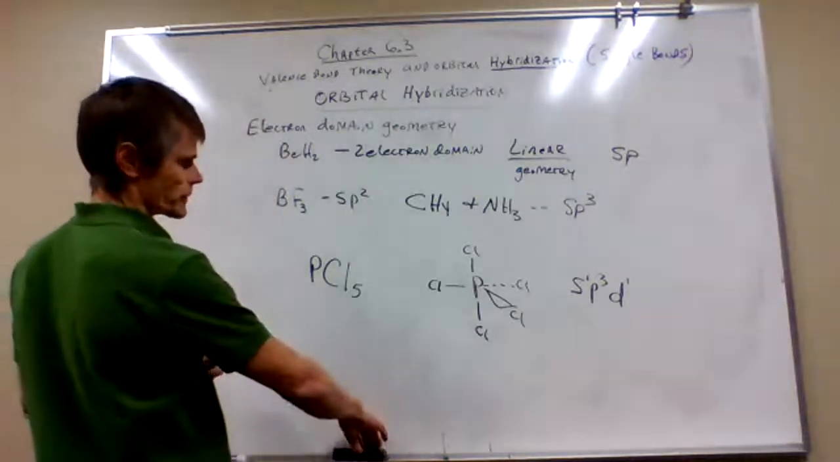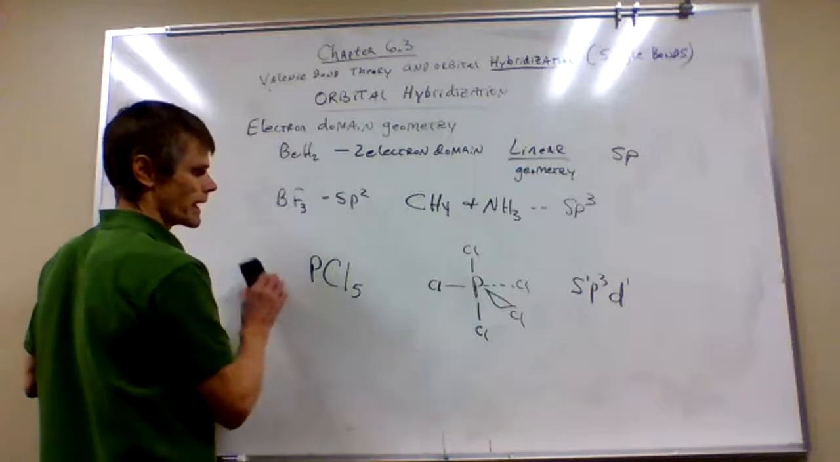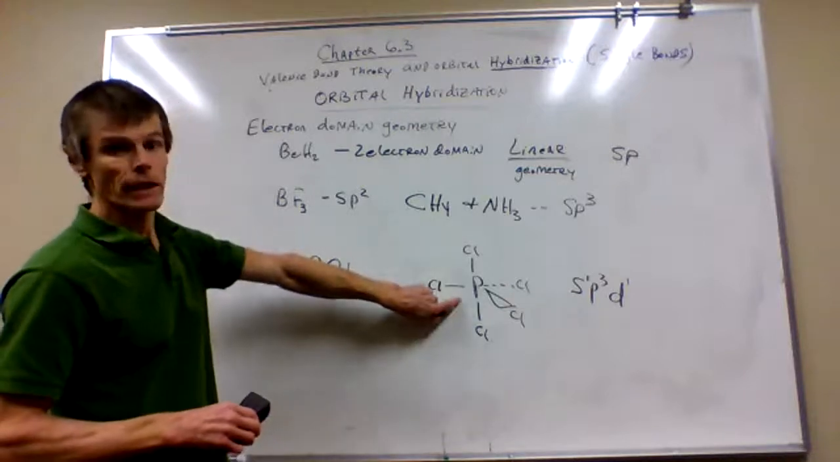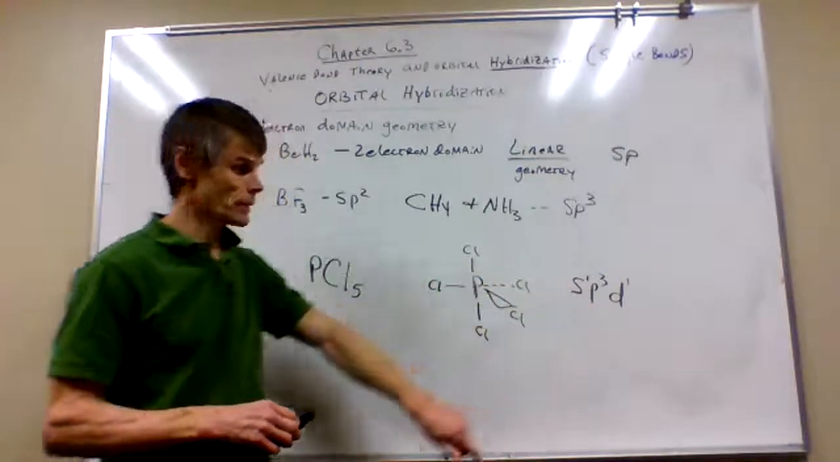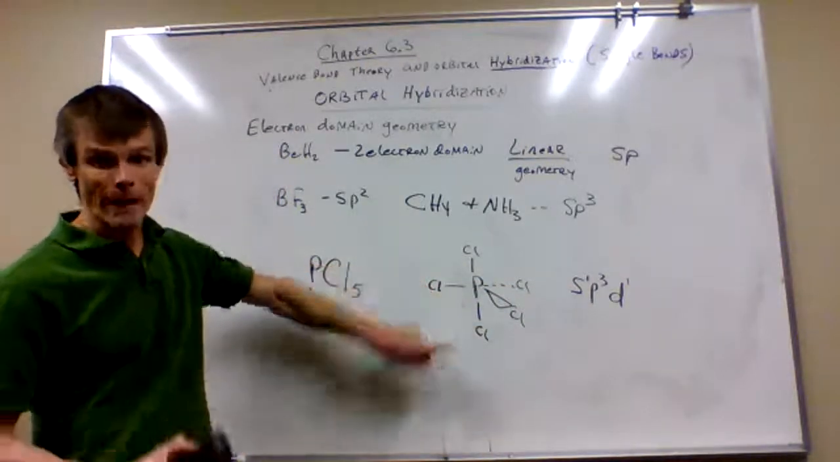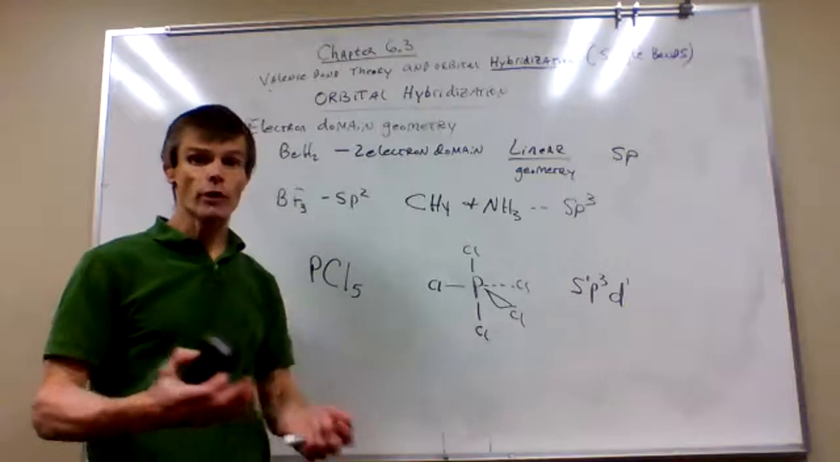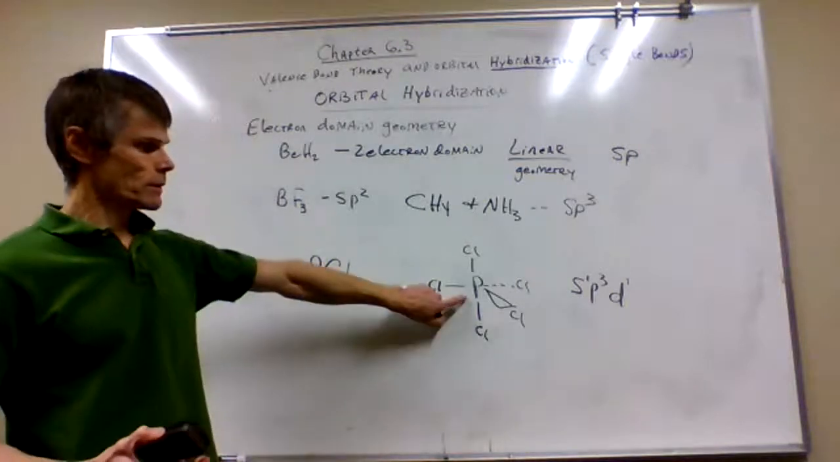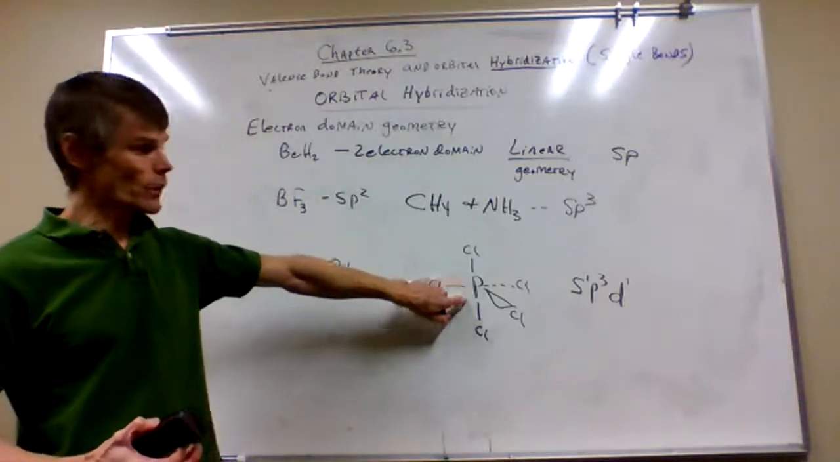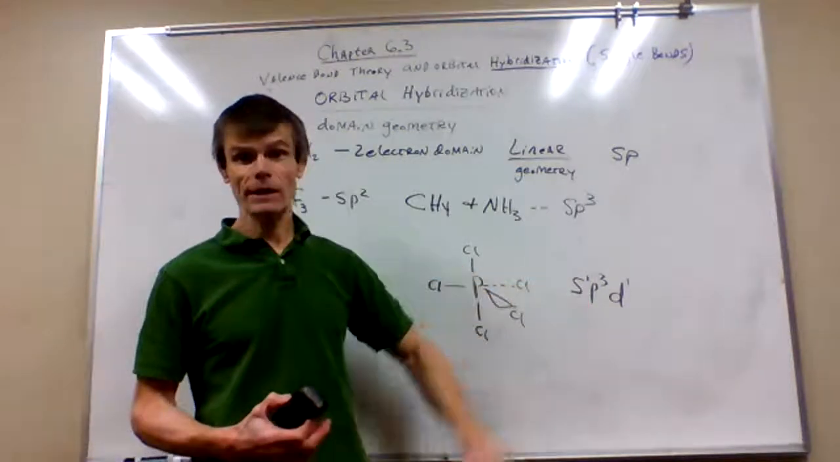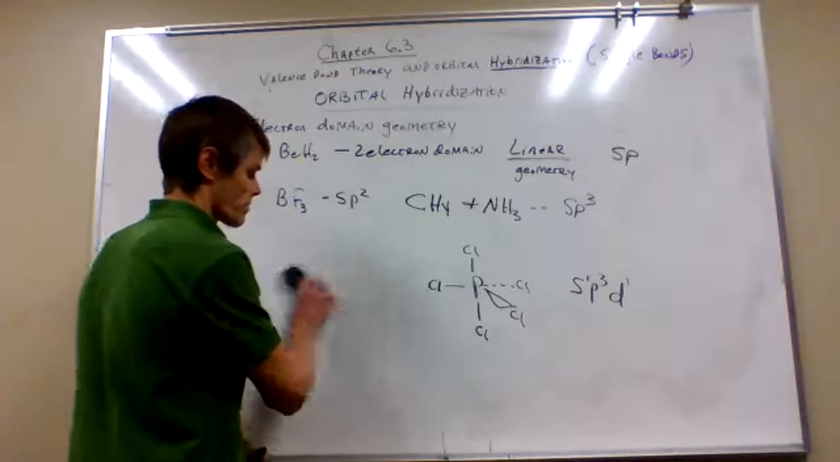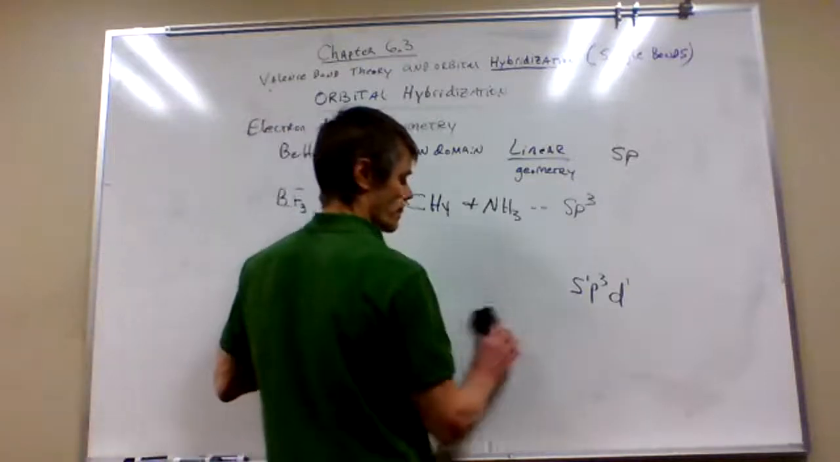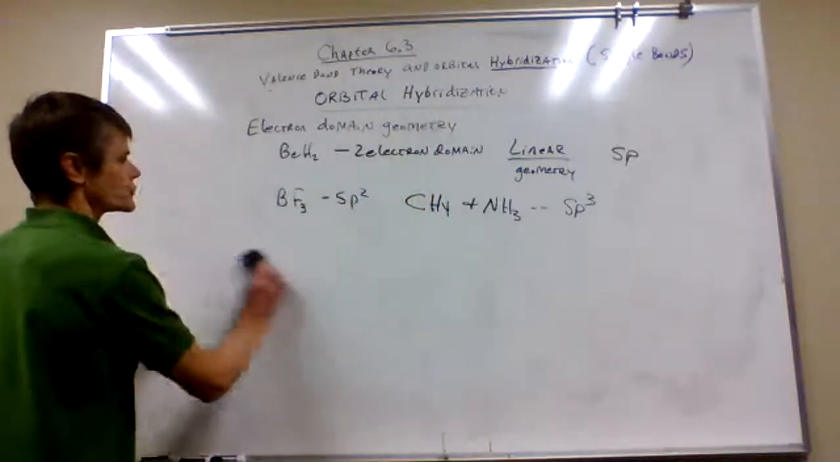Let's look at another example. Again, the electron domain geometry helps us to make this prediction. If we have an electron domain geometry that's trigonal bipyramidal, such as phosphorus has, we're going to expect an sp3d hybridization scheme. Let's try one more.